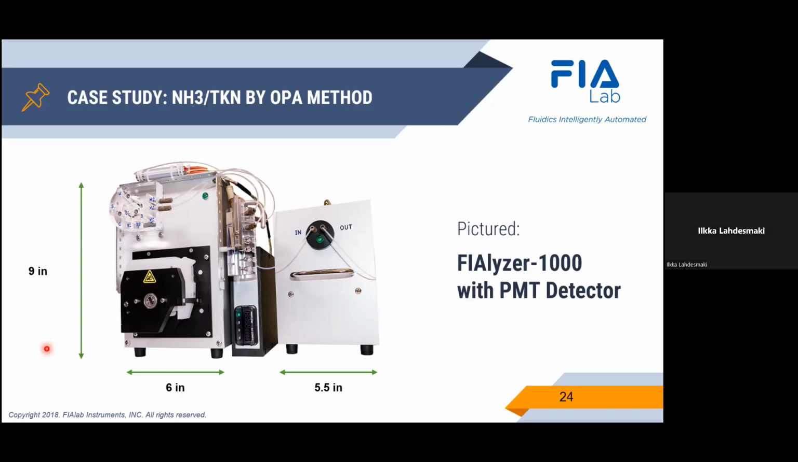So this particular method only addresses TKN and ammonia. But of course, FIA Lab has methods available for all the other regular parameters that wastewater labs are measuring by FIA. So orthophosphate, total phosphorus, nitrate, nitrite, phenol, cyanide, chloride, sulfate. We cover them all. Okay, thank you very much.